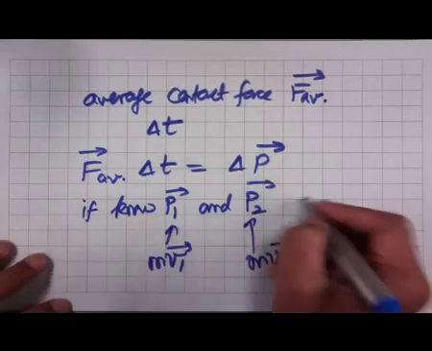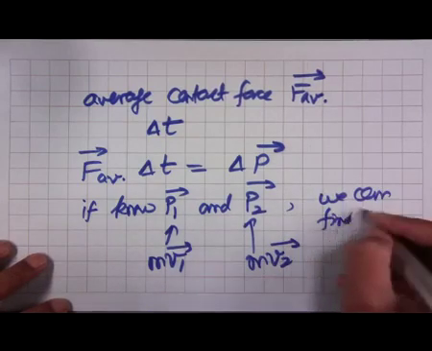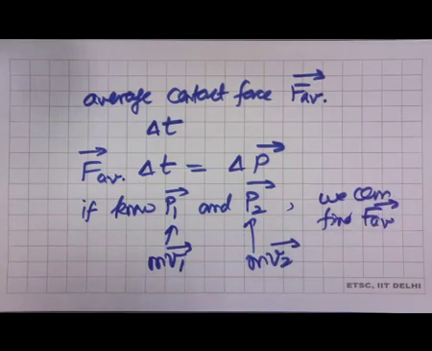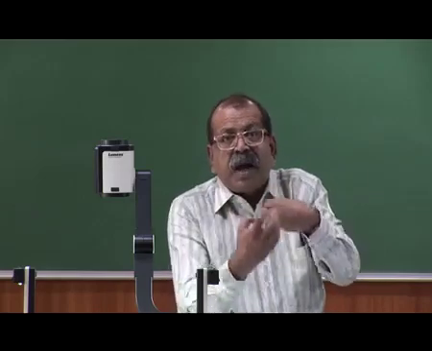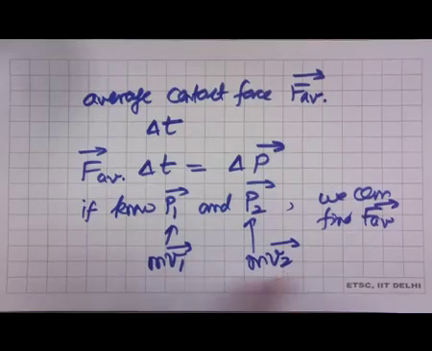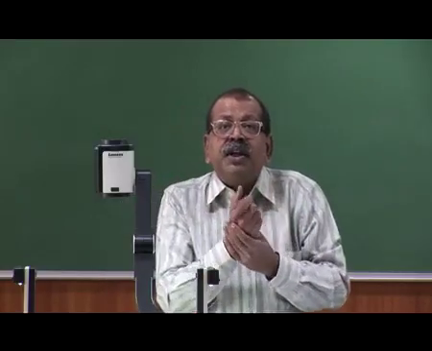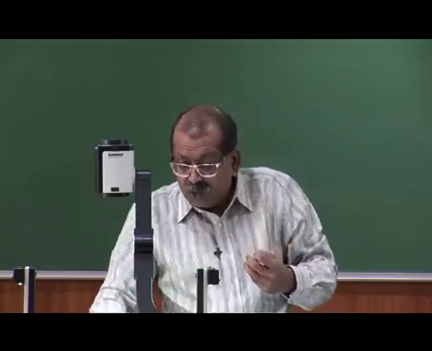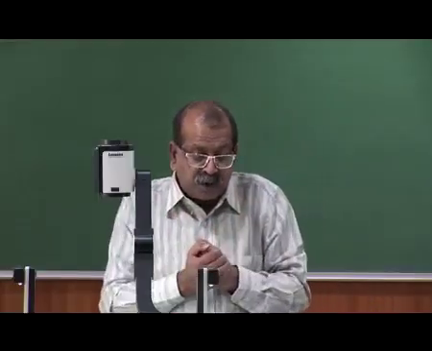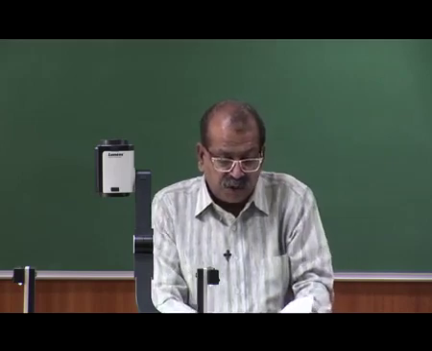So, if we know these, then we can find the average force. If you want to find how much force Kohli's bat applies on the ball, for that you need to know the initial momentum of the ball, the final momentum of the ball just after he has hit the shot, and the difference of these two will tell you how much force. And if you have an estimate of the time of contact, the time for which the ball has been in contact, then you can find the total force.